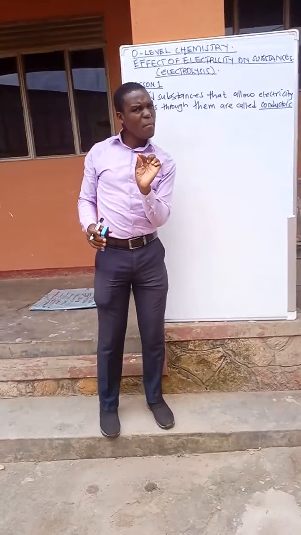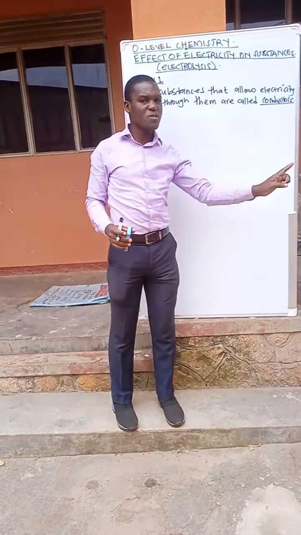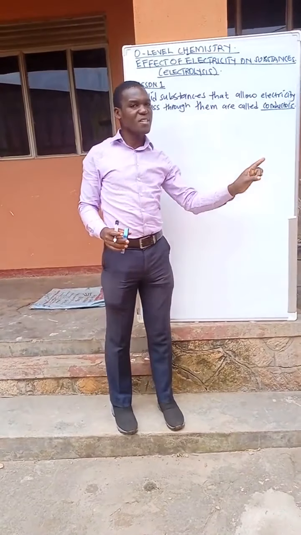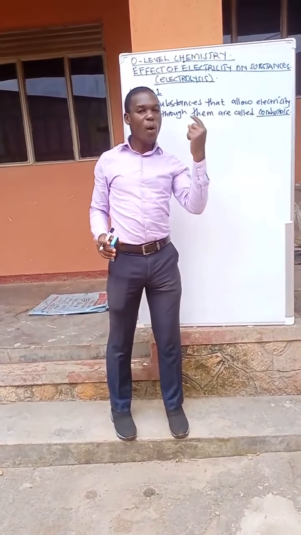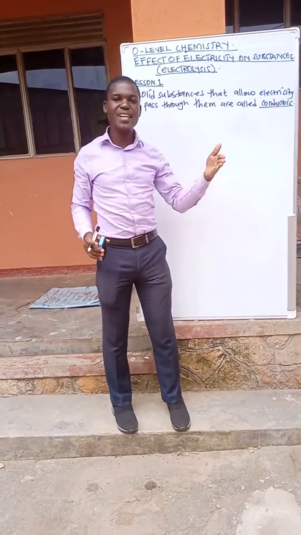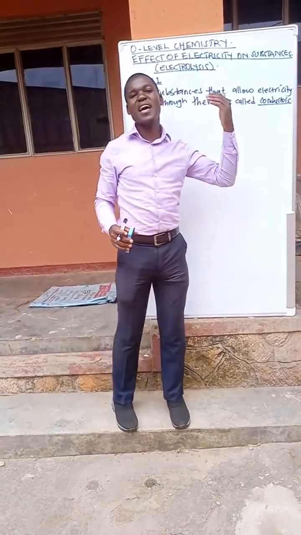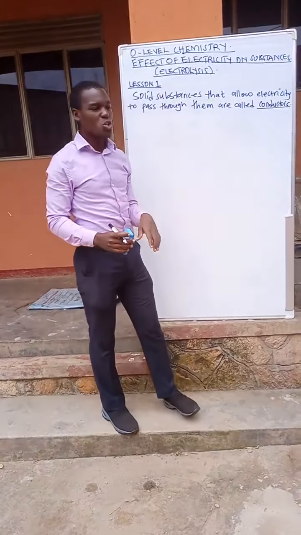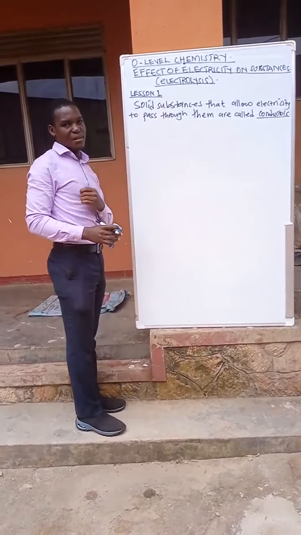We are going to be talking about electrolytes. Electrolytes also allow electricity to pass through them. They also conduct electricity. But for them, they conduct electricity when they are either in the molten state or the aqueous state, or when they have dissolved in water to form aqueous solutions. Right now, we are talking about solid substances.